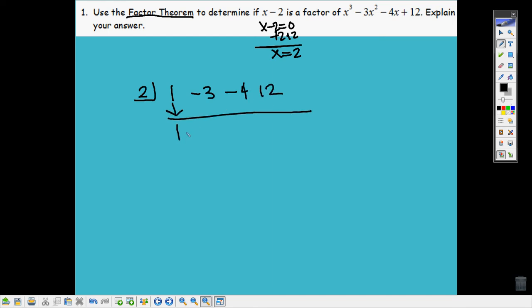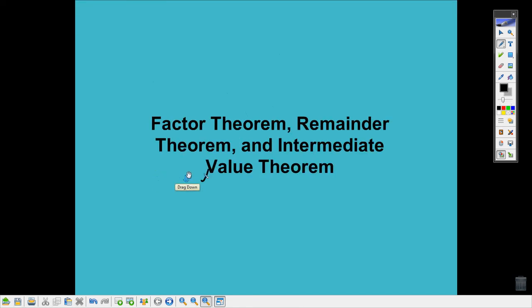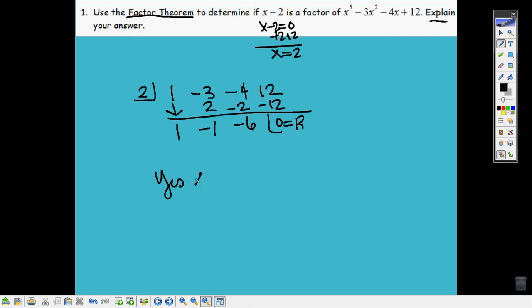Okay, so I want to bring that 1 down. So I have 2 times 1 is 2, plus a -3 is -1, times 2 is -2, plus -4 is -6, times 2 is -12, and we did get that remainder of 0. So the explanation for this question would be yes, x minus 2 is a factor because the remainder is 0. Now, had you not gotten remainder 0, you would have simply said no, x minus 2 is not a factor because r is not equal to 0.